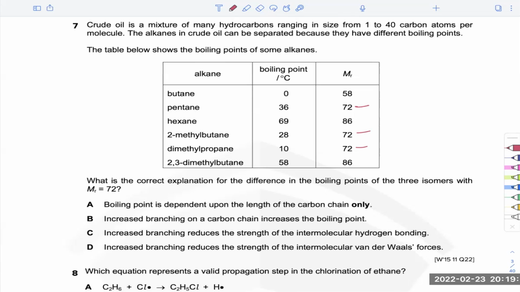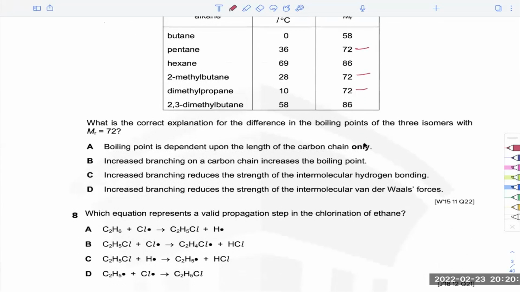And the closer the shape resembles a sphere, the lower the melting and boiling point, because it has less surface area exposed for dispersion of the electron cloud. So yeah, the answer will be increased branches. So it says boiling point is dependent on length of chain. No, that is not it, because van der Waals forces are what matters.